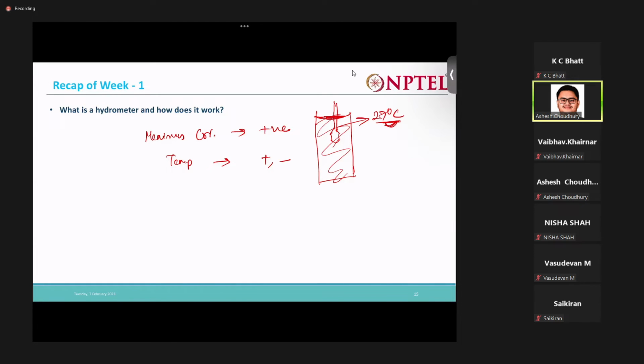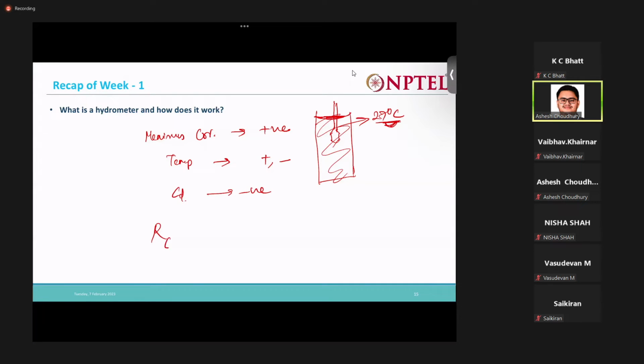And one more is the dispersing agent. I told you that we pour some deflocculating agent in the solution so that the soil particles do not coagulate. Due to that chemical, there will be some change in the density of that solution, so that also we need to correct. So the dispersing agent correction is always negative.